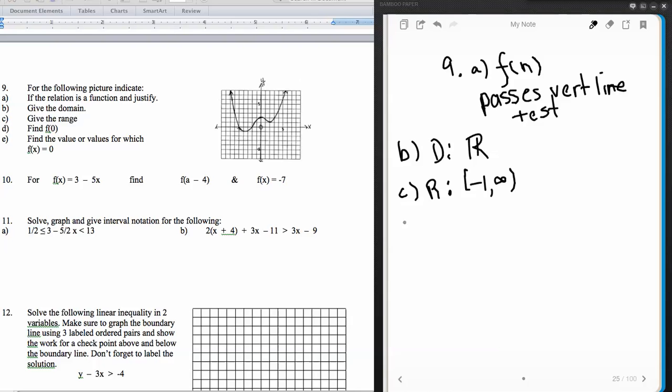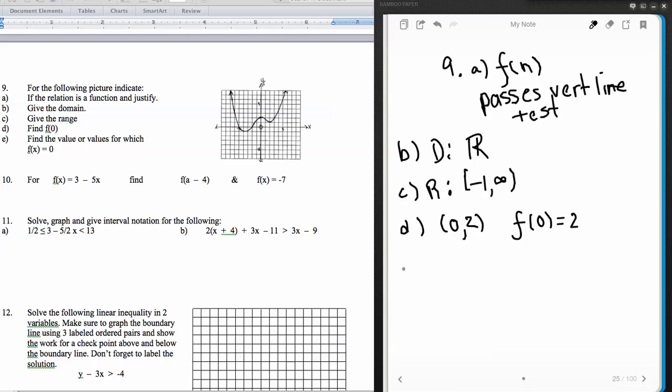And then in part D, it says find f of 0. Well, f of 0 is when x equals 0, what is y equal to? So x equals 0, follow it up to the graph, and we see it equals 2. So it's (0, 2) is our ordered pair there. So in other words, f of 0 is equal to 2.